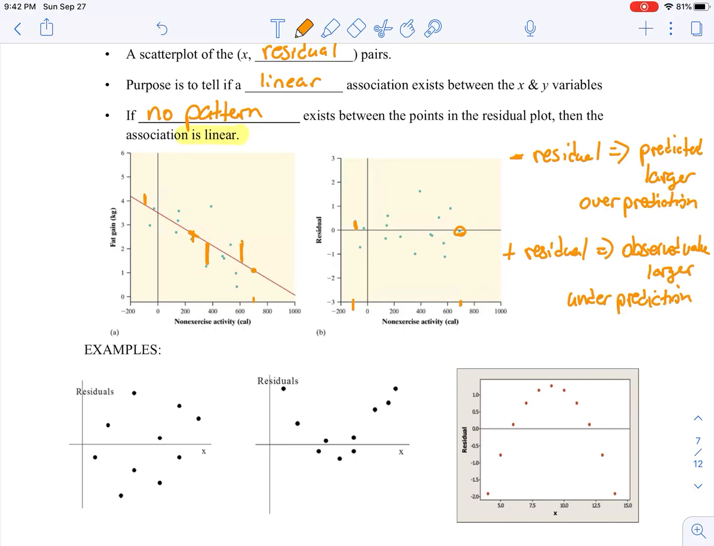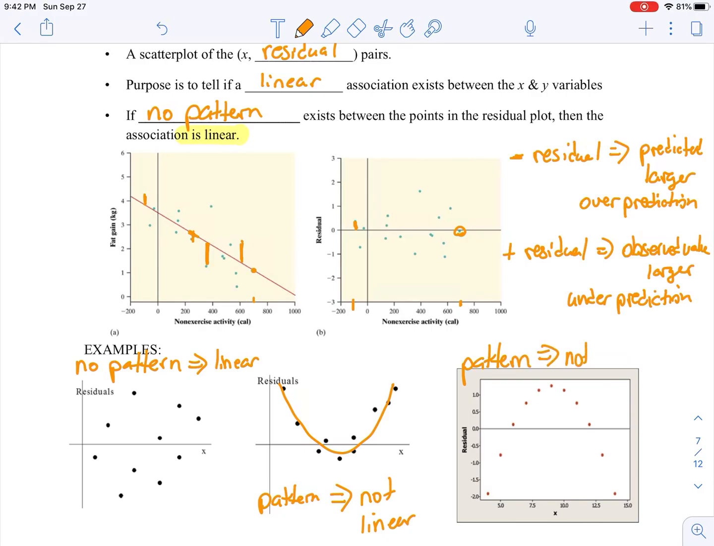So when we talk about this guy here, okay, there is no pattern. This lack of pattern would indicate this is a linear relationship. Okay, here, this has a distinct pattern. I can see we do this very, very parabola-like. So this pattern would indicate that it is not linear. And again, over here, we have a pattern which is going to indicate not linear.